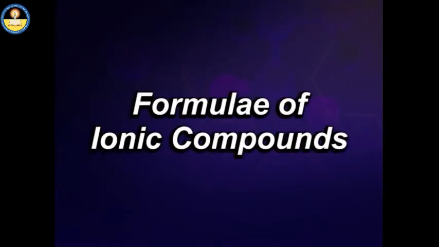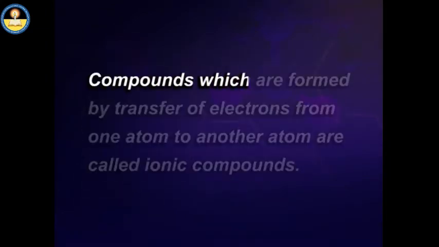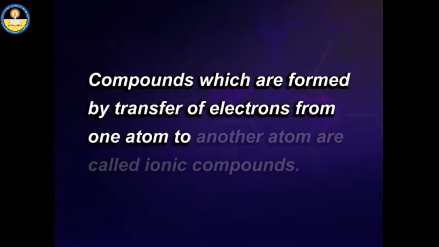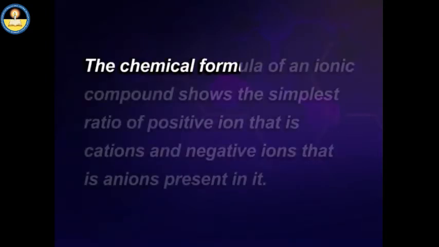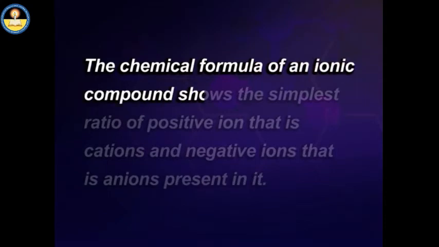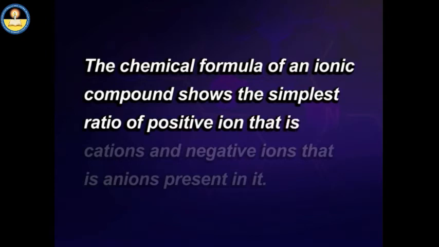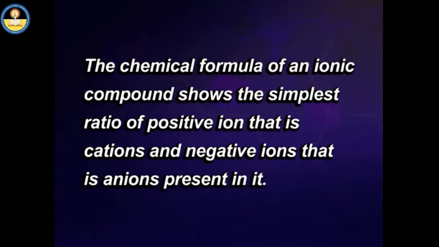Let us now learn about formulae of ionic compounds. Compounds which are formed by transfer of electrons from one atom to another atom are called ionic compounds. The chemical formulae of an ionic compound shows the simplest ratio of positive ions, that is cations, and negative ions, that is anions, present in it.